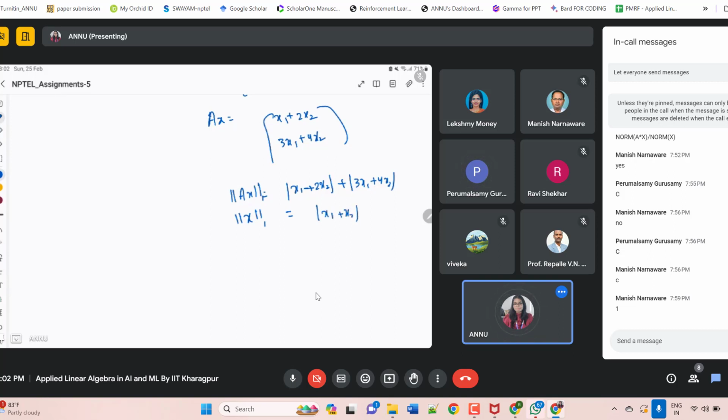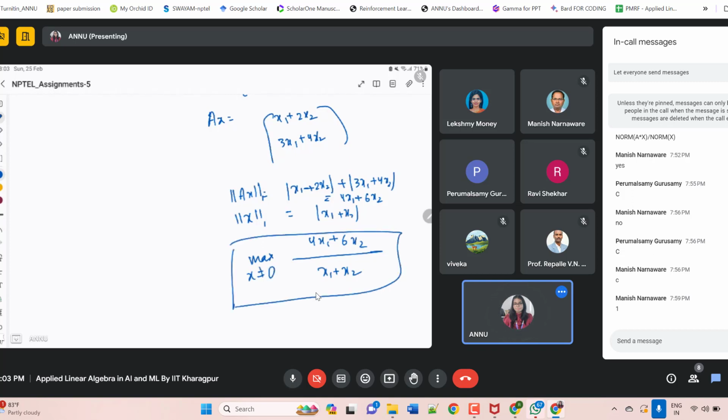Okay, now we can write this one as 4x1 plus 6x2. Now 4x1 plus 6x2 divided by x1 plus x2. Now we have to maximize it such that x is not equal to 0. That's a straightforward problem. Can we do that? How will you maximize it?